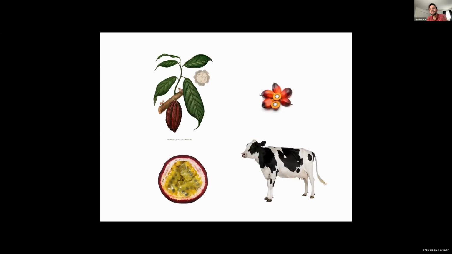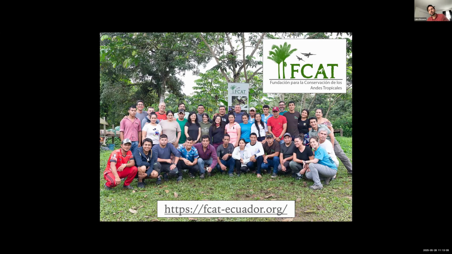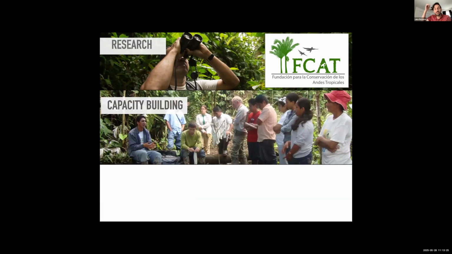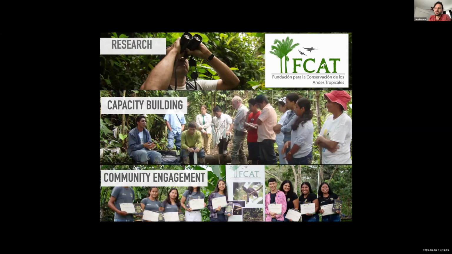And so that's where FCAT comes in. FCAT is an NGO based in Ecuador. We're community based. Most of our members are members of the local community. We work really hard to try to come up with solutions that improve local well-being and also have good outcomes for nature. And we have sort of three prongs. One is scientific research. One is capacity building of both local communities and also international researchers and students. And then also a big community engagement program with youth education and supporting women.